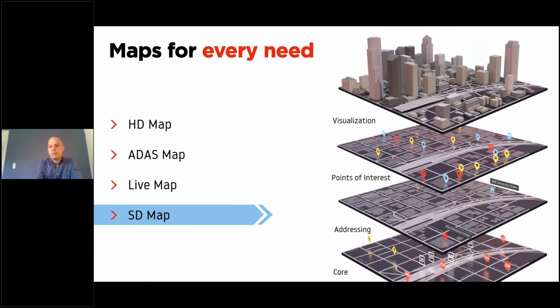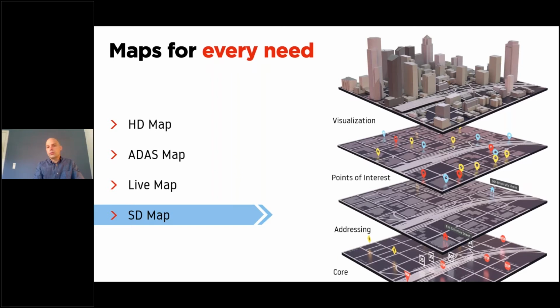We actually have four types of maps, which have different layers in them. I will start from the bottom, explaining what we call our standard map. Our standard map is, as we call it, a standard definition map. It's the core of our database. We use it for all the roads where we put the addresses and a long list of points of interest.